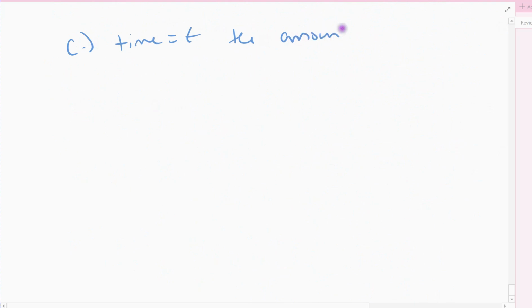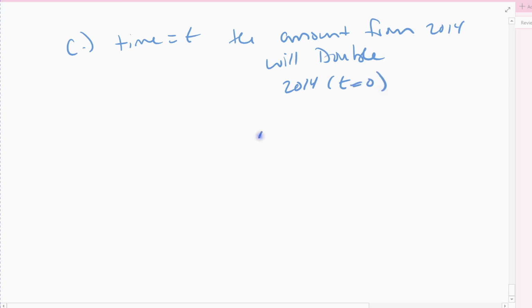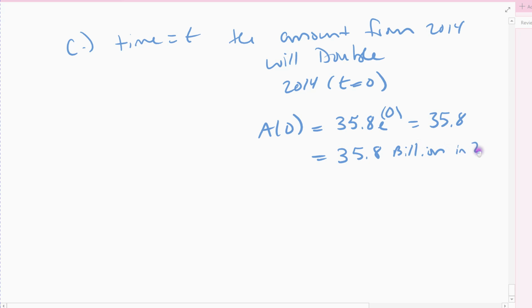The amount from 2014 will double. All right, so first of all, what you have to do is figure out how much were they spending in 2014? Well, 2014 was time 0. So A of 0 was my 35.8 e raised to the 0. And so it's that number out front. That number out front is my original amount. So they were spending 35.8 billion by 2014. And so we want that to double.